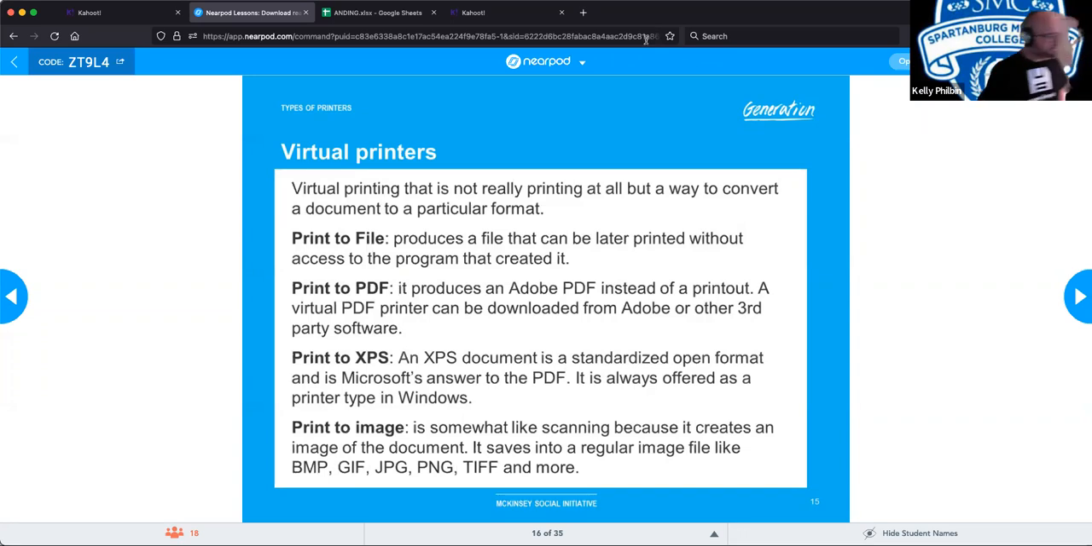Okay. Just being sure. There's print to XPS, which is a document standardized open format. And it's kind of Microsoft's answer to the PDF, although they're starting to embrace the PDF a little more. It is always offered as a print type in Windows. You have print to image, which is kind of like scanning. And it creates an image of the document and saves it like a normal image file, like a GIF, JPEG, PNG, TIFF, what have you.